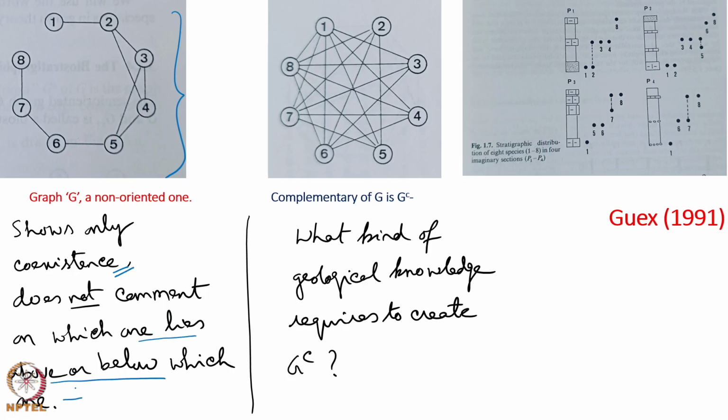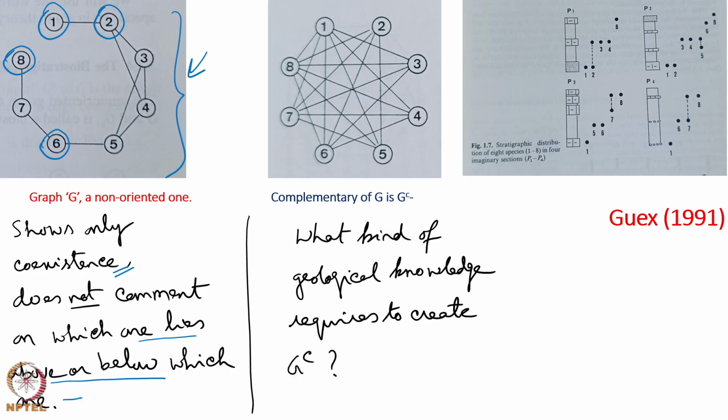From this diagram, you cannot comment whether 8 lies below 1 or above 1. You cannot comment whether 6 lies above 2 or below 2, both possibilities are there. So, there are many uncertainties, and this coexistence graph does not 100% reveal the compiled information from those 4 vertical successions.